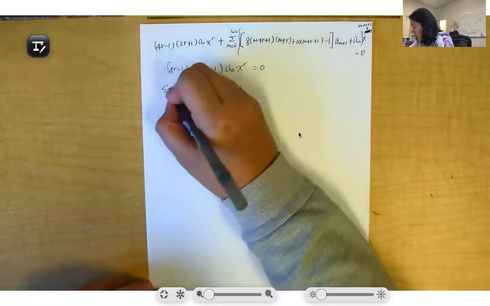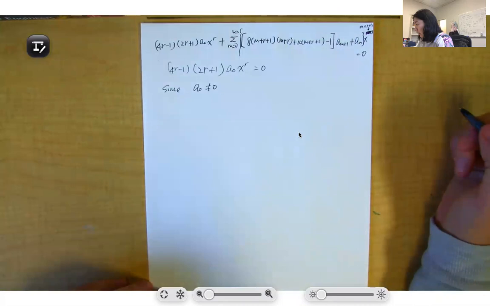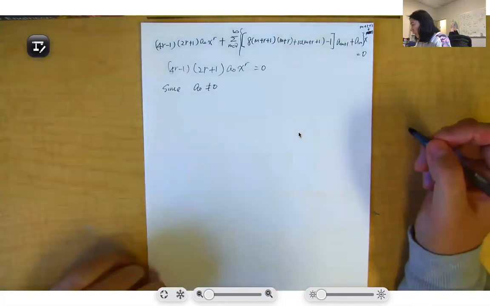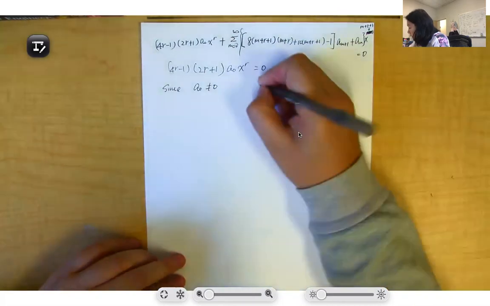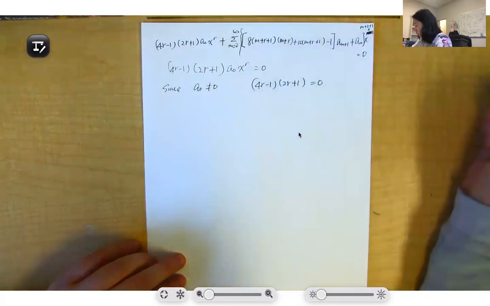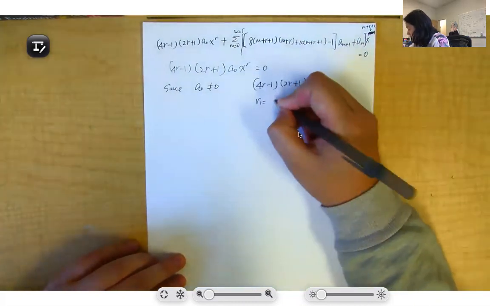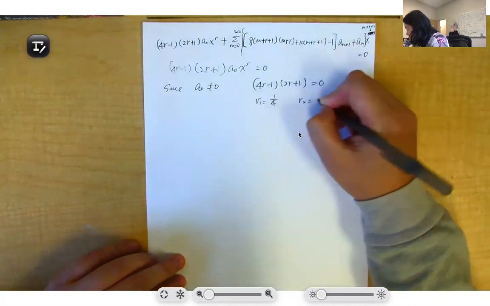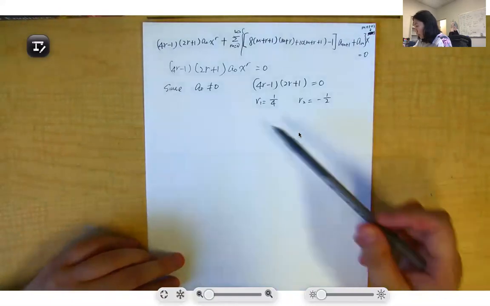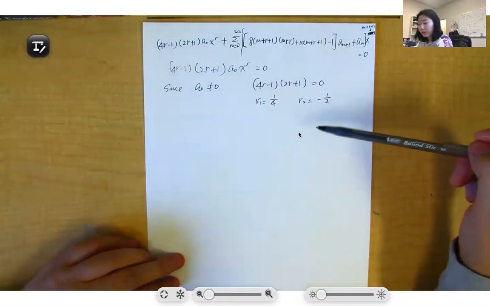And since my a naught is not 0, that is based on the definition of the extended power series, a naught couldn't be 0. Then my (4r minus 1)(2r plus 1) has to be 0. So we get two roots of r: r1 equals 1 over 4, r2 equals minus 1 over 2. Okay? Then if we put this r1 and r2 into our original format, what does it look like?